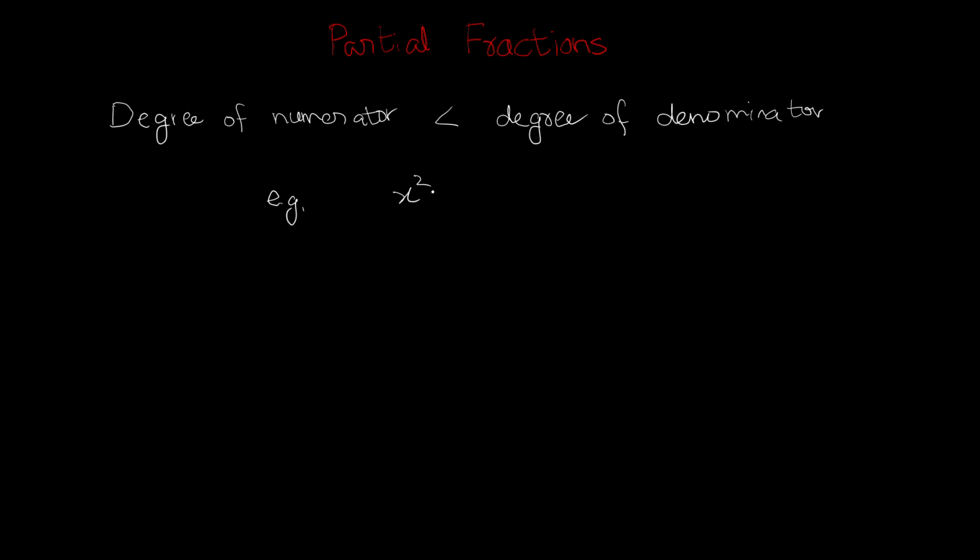For example, in this case, since x appears twice in the denominator, the combined degree will be x cubed, which is greater than the one in the numerator, and the partial fraction applies.